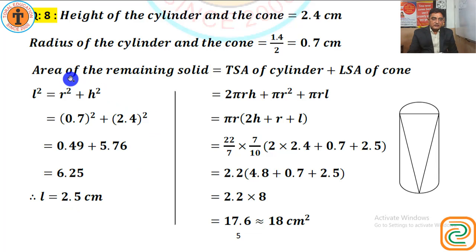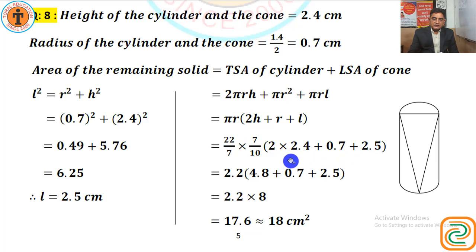Now take the area of the remaining solid, that is TSA of cylinder plus LSA of cone. TSA means the lateral surface area and bottom, that is 2 pi r h plus pi r square, plus pi r l. Pi r l is the area of the cone. Here I have taken pi r as common because the radius is the same in cone and cylinder. Then 2h plus r plus l. Put the value 22 by 7 into 7 by 10, because 0.7 is the radius, into (2 into 2.4 plus 0.7 plus 2.5).